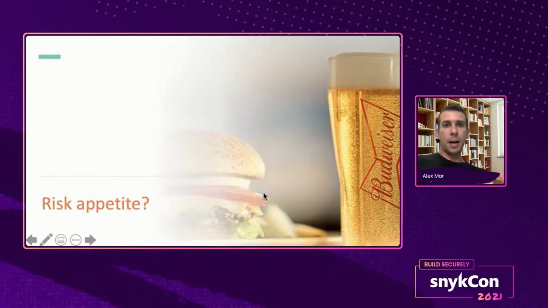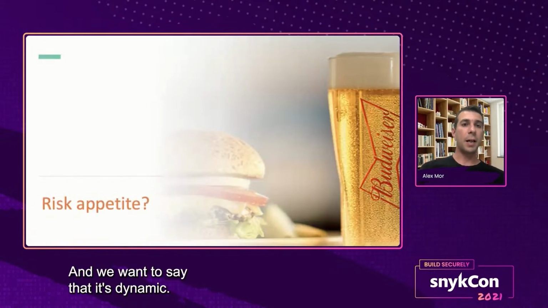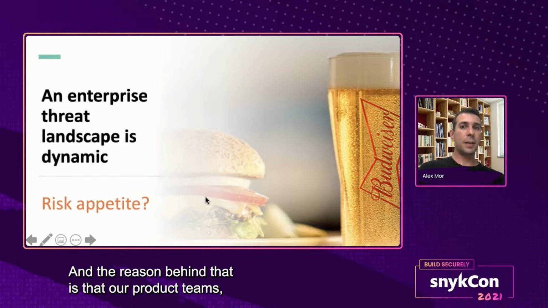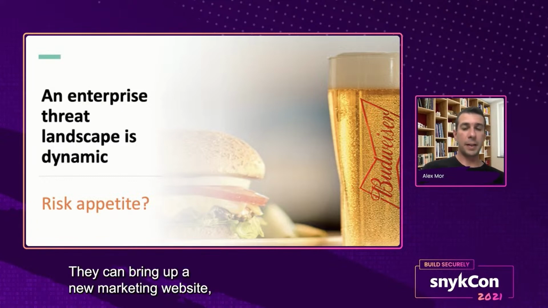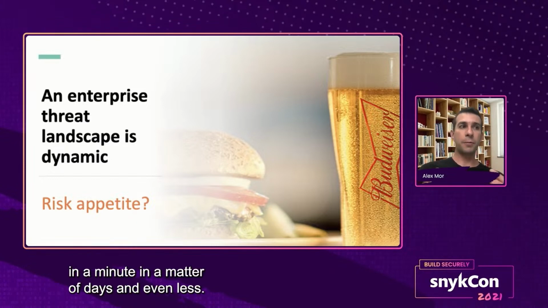So how about risk, right? Risk changes over time, and we want to say that it's dynamic. The reason behind that is that our product teams, our marketing teams, our sales teams, because of the cloud, they can buy a server, bring up a new marketing website, a new sales portal, a new application in a minute, in a matter of days, right?